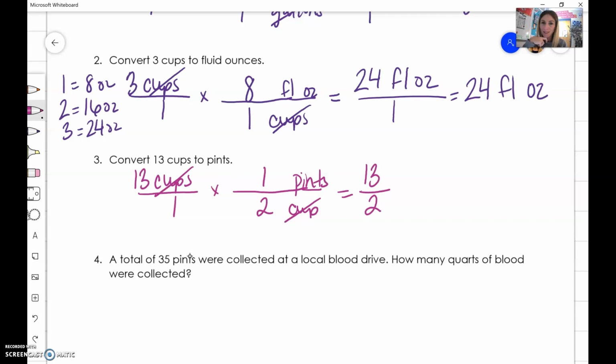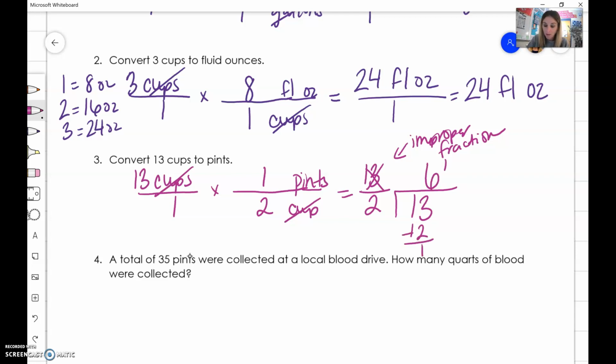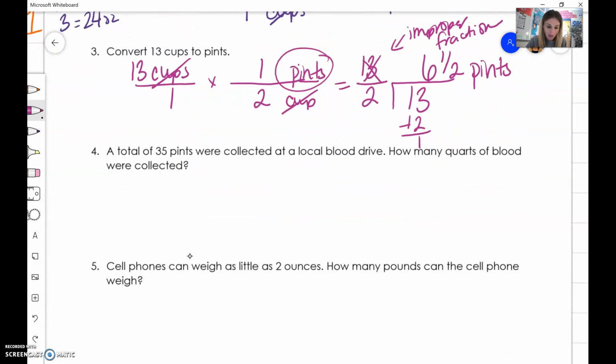Can I leave my fraction like this? No, I cannot. Remember, that is an improper fraction, which means I must take the numerator and divide it by the denominator. So I'm just going to drop it down. I know that 2 goes into 13 6 times, 12. I subtract, I'm left with 1. That 1 becomes my numerator. My 2 stays my denominator. And what do I have left for my label? Pints. So in 13 cups, I have 6 and a half pints. Makes sense. Okay. Let's take a look at this next one.